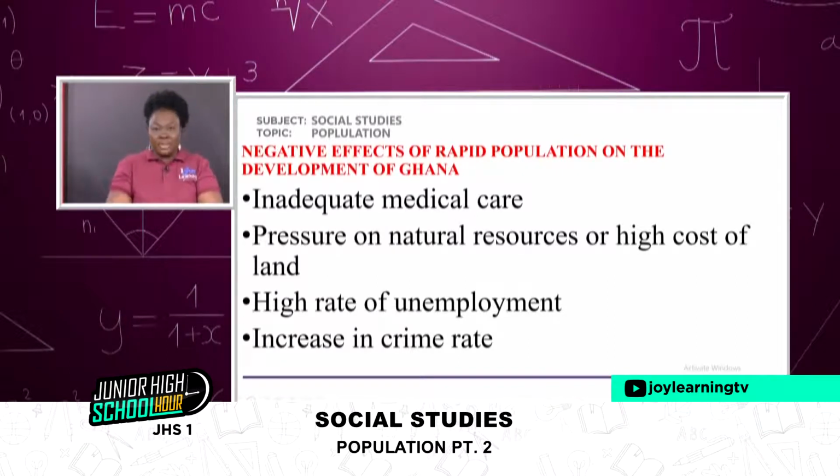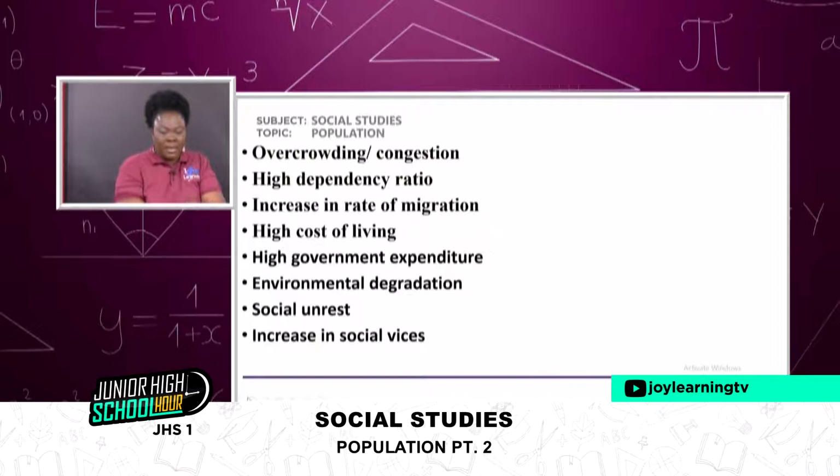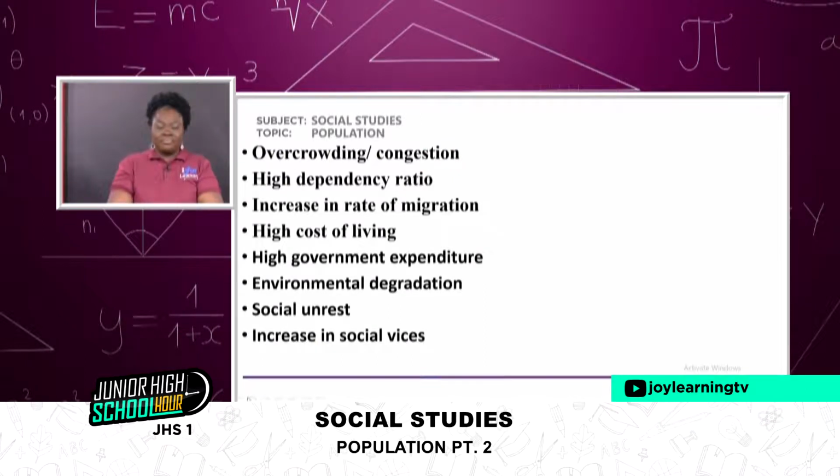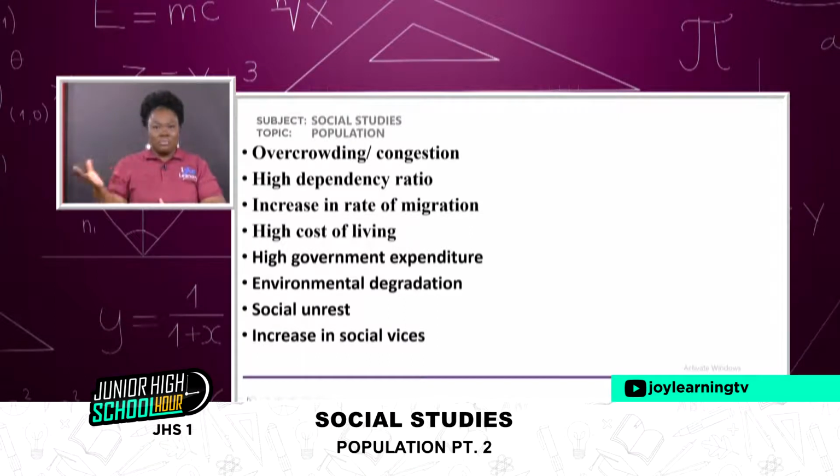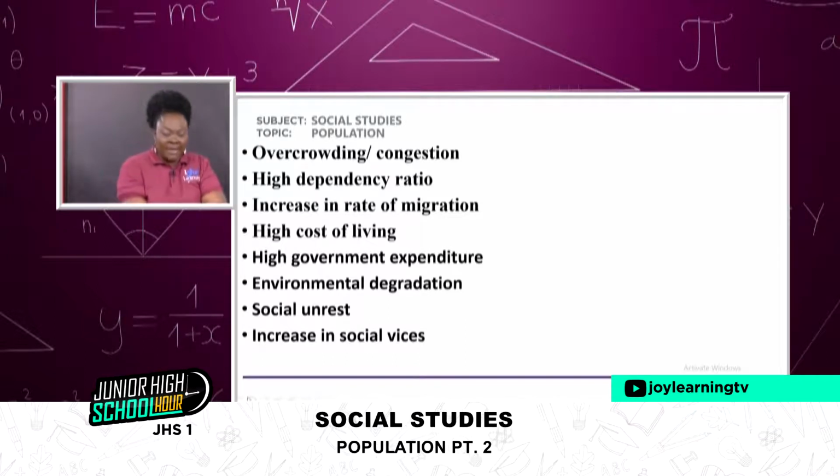High rate of unemployment. We mentioned that earlier on. Increase in crime rates. Overcrowding and congestion. I hope you are writing them down. High dependency ratio on the family. Increase in the rate of migration. Rural-urban migration: people moving from one place to another just to search for jobs to do. All right. High cost of living. High government expenditure, environmental degradation, social unrest, and increase in social vices.